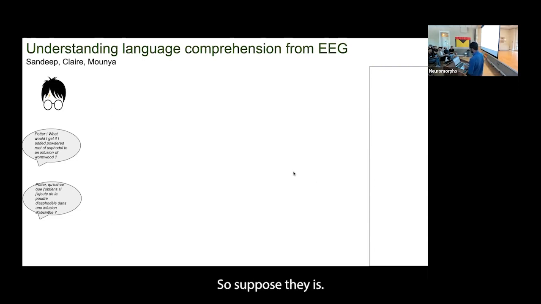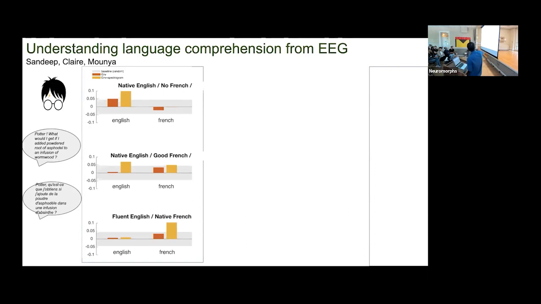Yeah. So first thing is, we have three subjects. The first person is an expert in English, but doesn't understand French. The second one is native English, but also understands a little bit of French. The third person is native French, doesn't understand, is fluent in English. So I hope so.